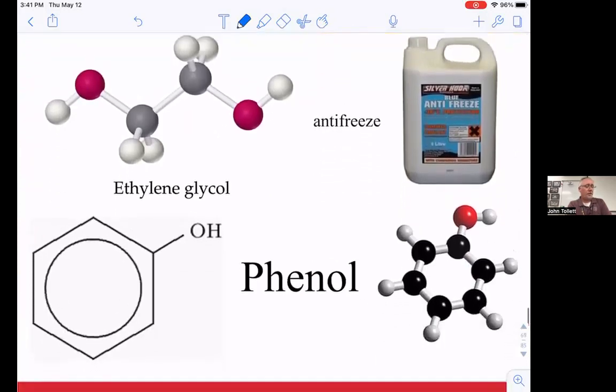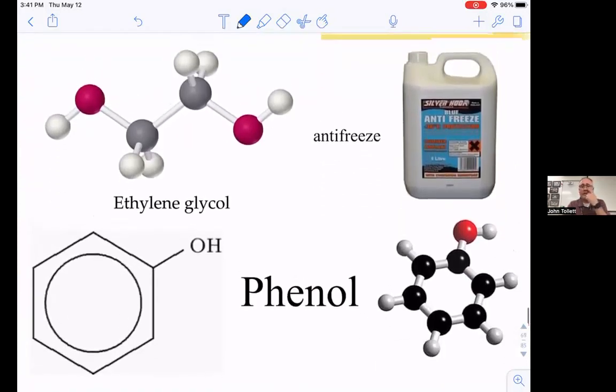A couple other alcohols: phenol, and you may recognize antifreeze as well. Ethylene glycol is used in your radiator, the cooling system of your car, and or boats. Well, actually, no, boats pump it from the water. Interesting, I have to think about that. There may be some applications in the boating industry as well. But anyway, it is used in your car as an antifreeze, but it's also an anti-boil.